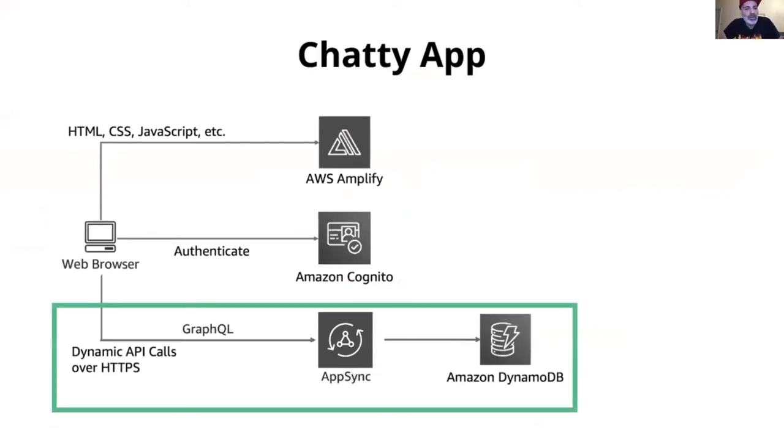The thing that we are going to focus on for Amplify DataStore is the part that uses AppSync and also Amazon DynamoDB. So far, I've shown you IndexedDB in the browser, but the browser is going to be communicating using GraphQL with AppSync, which is a service that provides a GraphQL API and the resolvers to do all of the CRUD operations. And Amazon DynamoDB will be our data source. So that's the architecture we are going for.